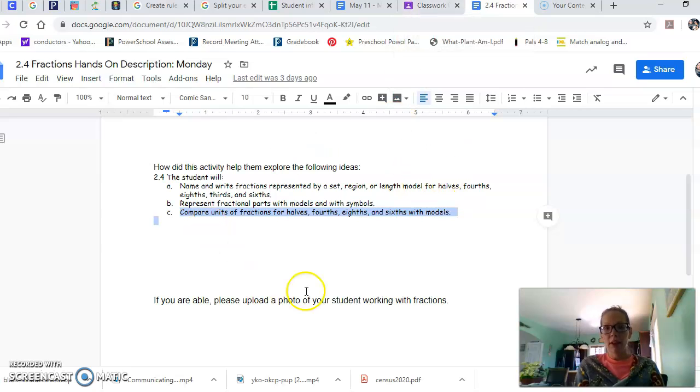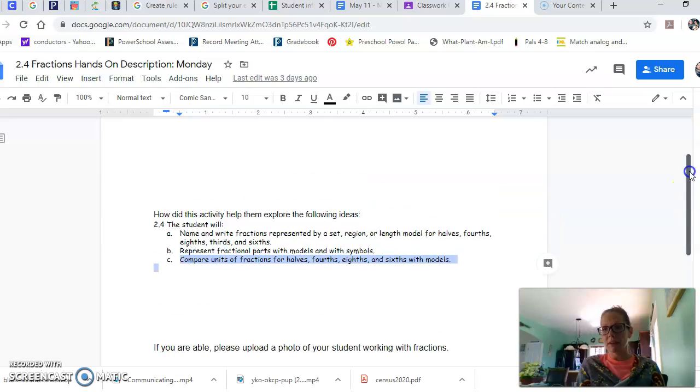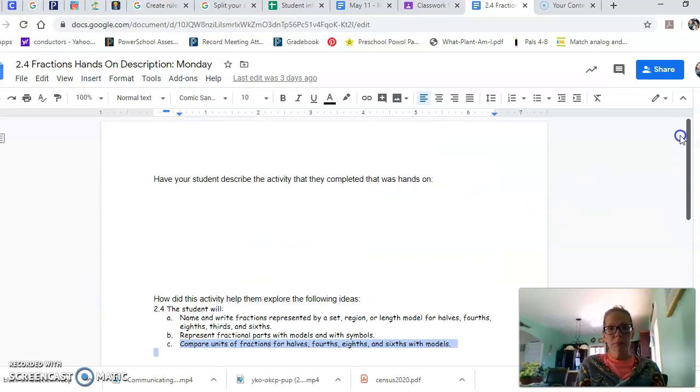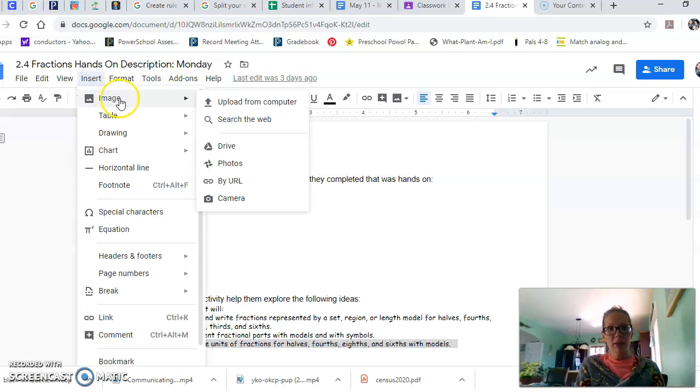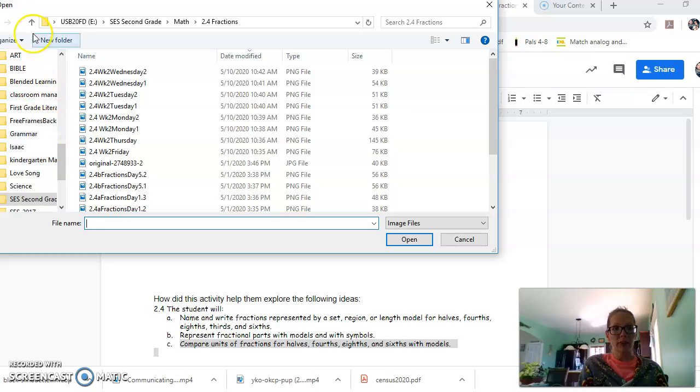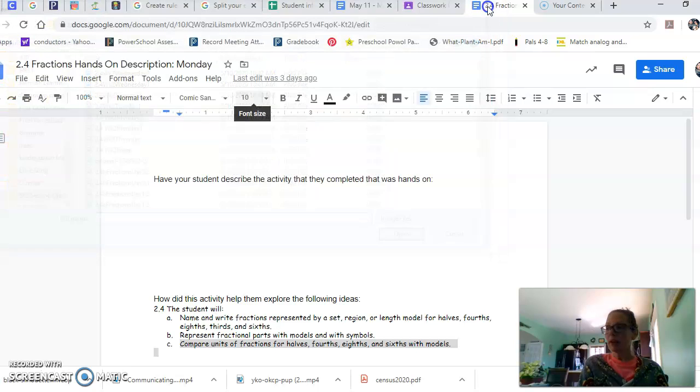So again, you'll fill out that document every time that you do a hands-on activity with a description of what the activity is that you did, and what part of the standard you were working on down here. And if you want to include a photo in there, you can save it to your computer. You can come up to insert and it will say insert image. You can upload it from your computer, and then it will give you a choice here to where you can choose the photo and insert it.